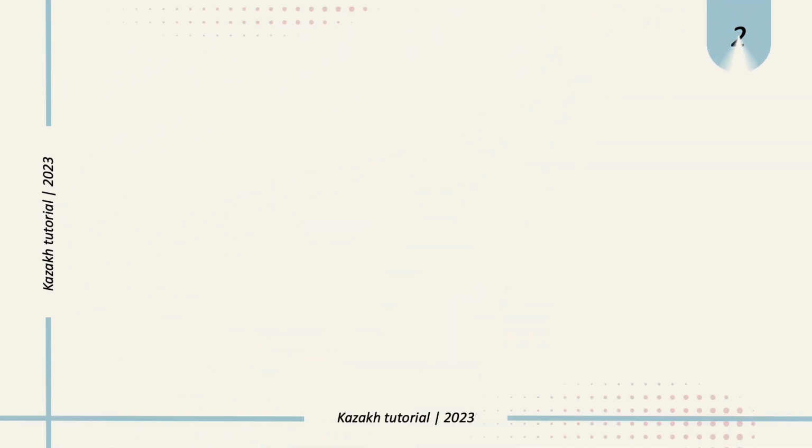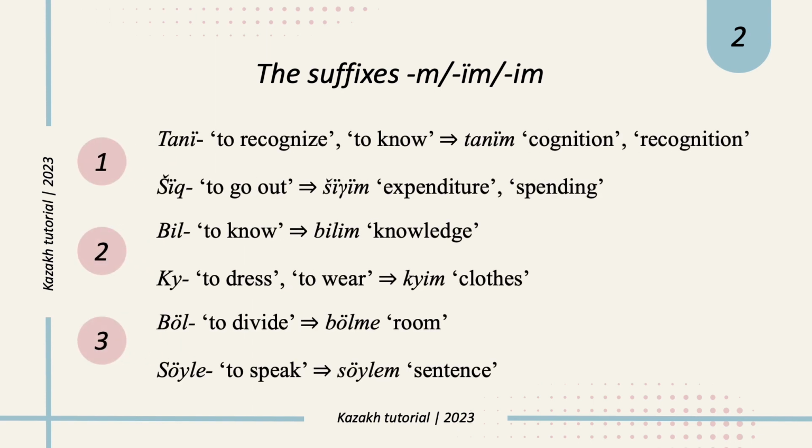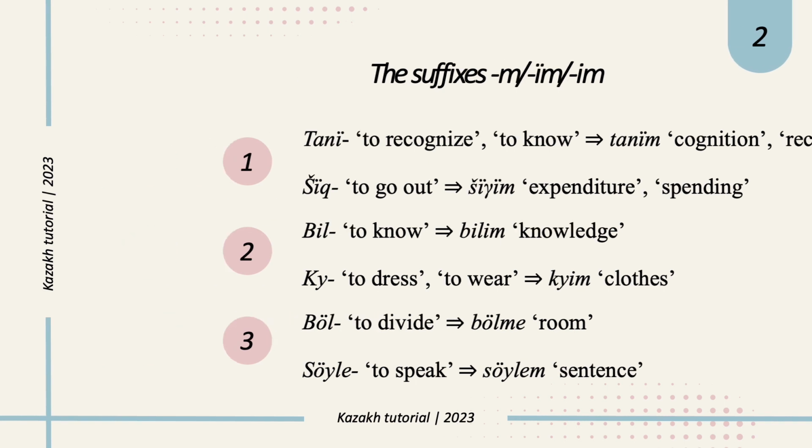The suffixes -m, -im are added after the verb to form nouns. For example, tanı, to recognize or to know, tanım, cognition or recognition. Şık, to go out, шығым, expenditure or spending. Bil, to know, bilim, knowledge. Ki, to dress or to wear, kiyim, clothes. Böl, to divide, bölme, room. Söyle, to speak, söylem, sentence.